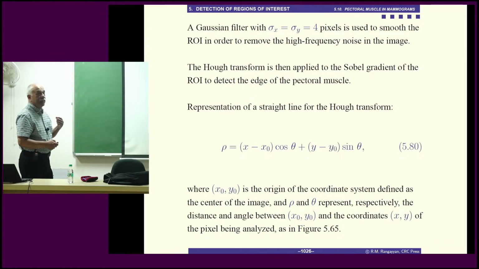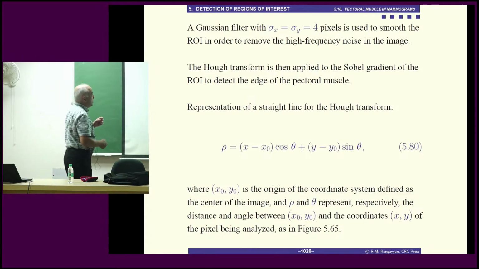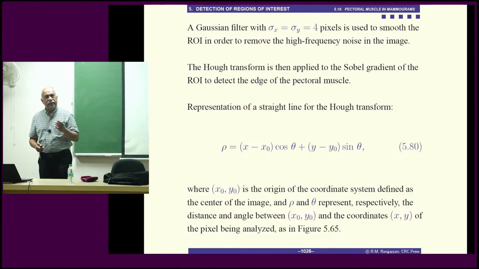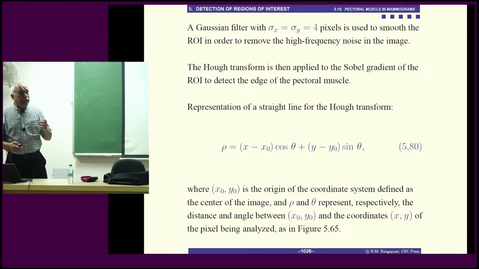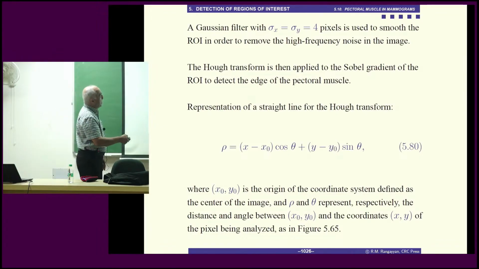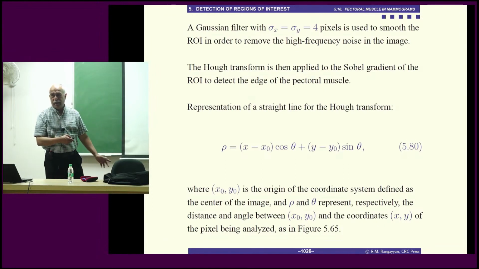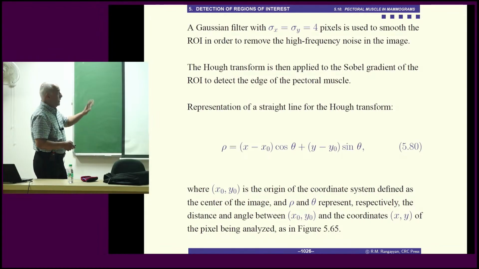A Gaussian filter with sigma x sigma equal to 4 is used to smooth the ROI, so that we're not interested in the details within the breast, the tissues. And the Hough transform is applied to the Sobel gradient. If you take the Sobel gradient directly, there could be noise and variations due to the muscles and tissues in the breast. So you don't need that. The Hough transform is this, which we have already seen. Here, x0, y0, the center that is chosen, is subtracted, just for reference. That's the origin in this representation.